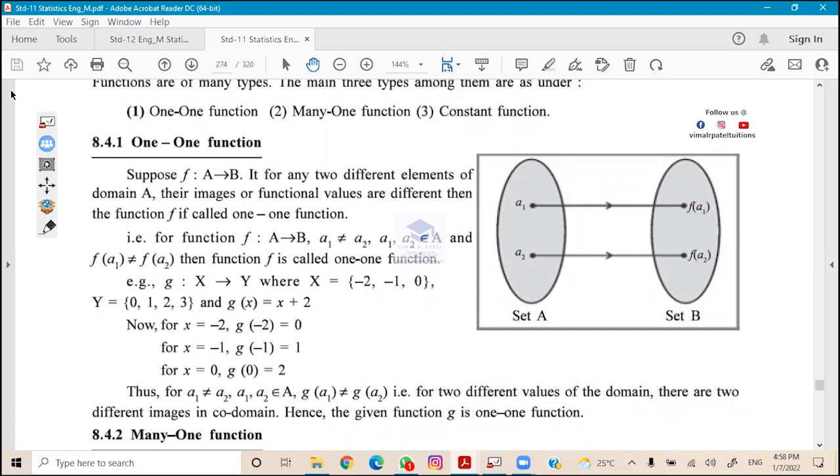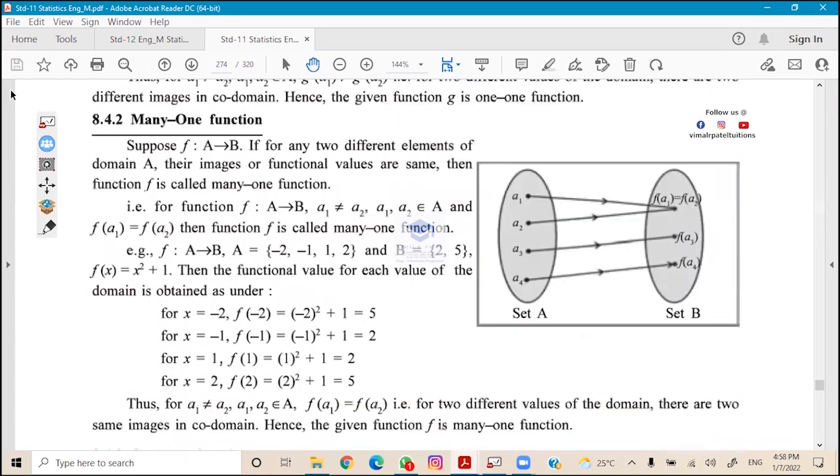Take the example: set A is roll number of student and set B is UID number. So no student's UID number should be the same, and no student's roll number should be the same. Each and every element of A will have a unique value or unique image in B. So that is called one-one function.